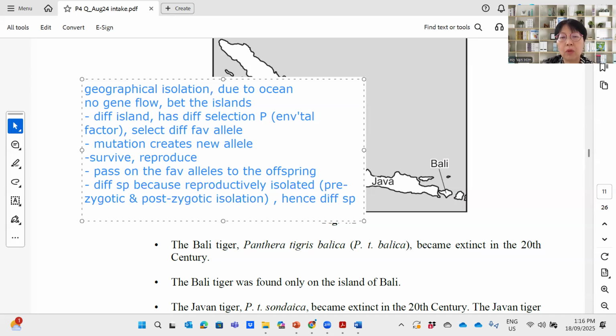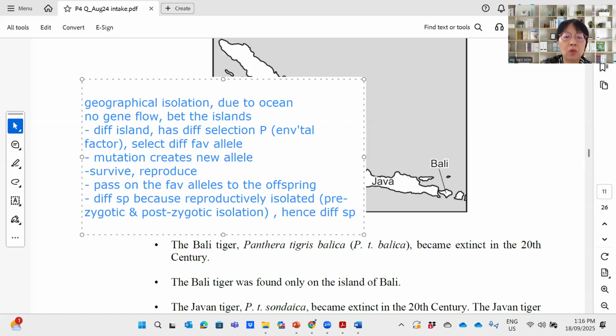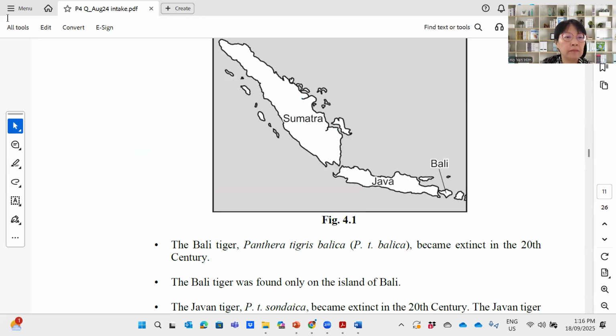Starting from they are the same species, you explain step by step until they become different species. Of course, this entire process here has got a name to it, so it's called allopatric speciation. So this is 1 mark. Okay, so very easy, yeah. Okay, next question.